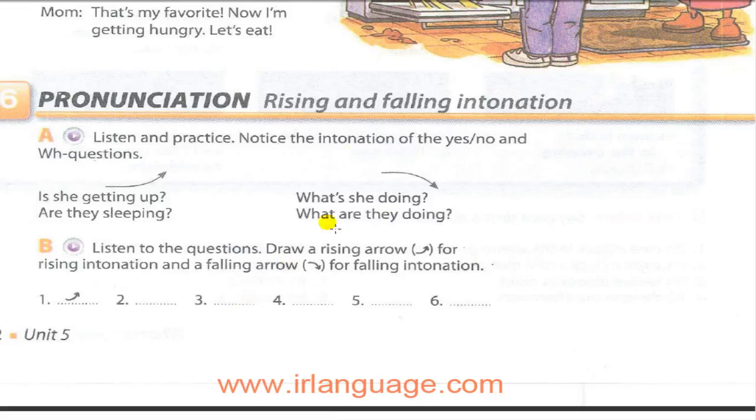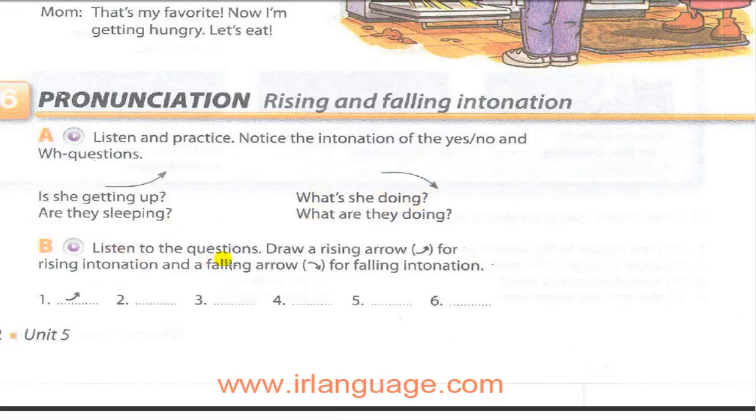In this exercise, the sound is up, sound is high, if the question starts with is or are. Sound is down if the question starts with what, where, when, why, who, how. Notice that in this exercise the voice goes up, rising intonation, when the question starts with is or are. When the question starts with what, where, when, why, who or how, the voice goes down, falling intonation.